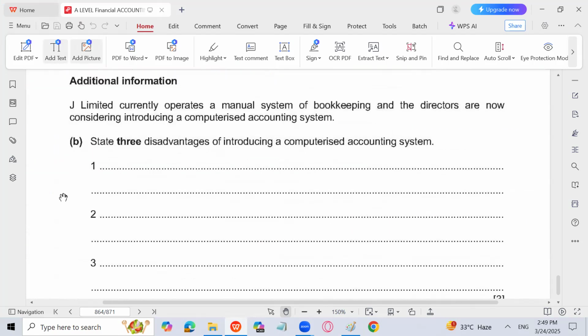J Limited currently operates a manual system of bookkeeping, and the directors are now considering introducing a computerized accounting system. State 3 disadvantages of introducing a computerized accounting system. Okay. So obviously you have to install a firewall. There is always a problem with secrecy. Data can be stolen. Any person who doesn't have knowledge about accounting can access the data, or any wrong person can access the data if it is not properly secured.